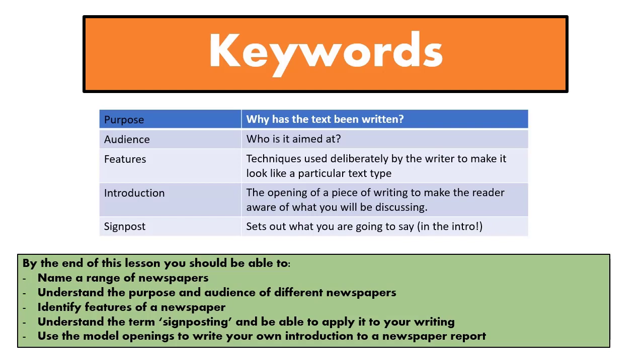Features, techniques used deliberately by the writer to make it look like a particular text type. Introduction, the opening of a piece of writing to make the reader aware of what you will be discussing. And finally, signpost, sets out what you are going to say in the introduction. That's probably the newest word for you, but the rest, like I mentioned, are words that you would have heard.